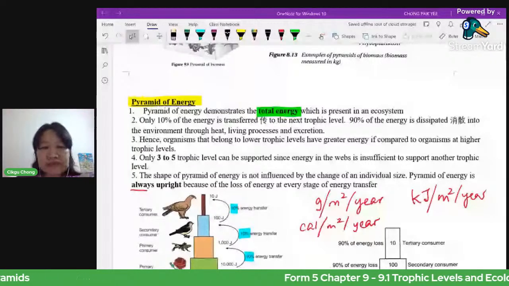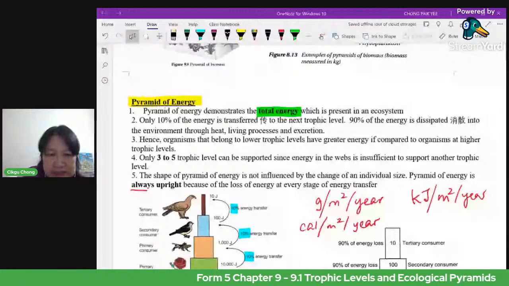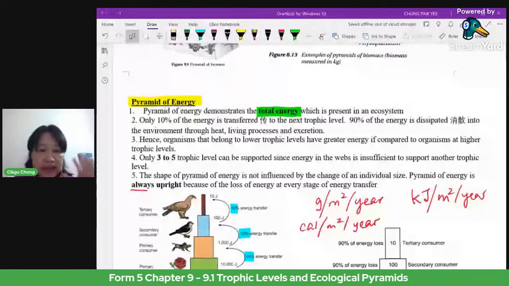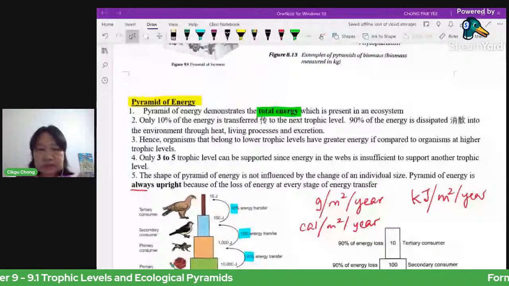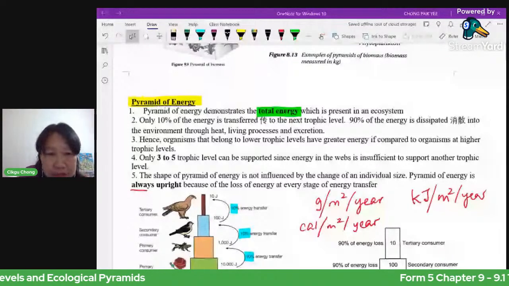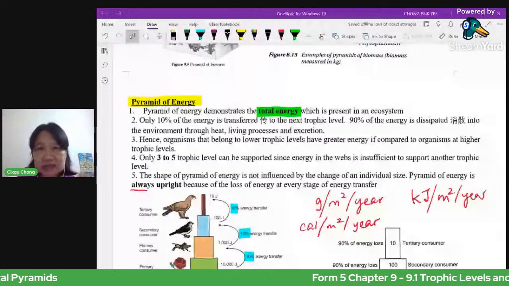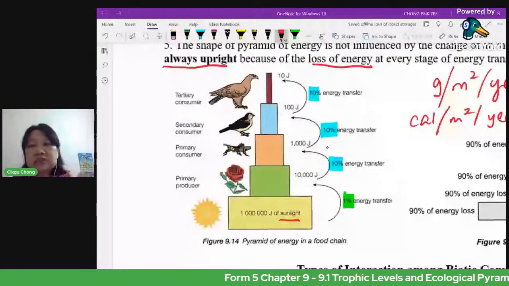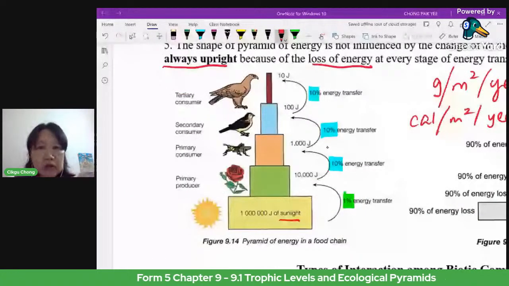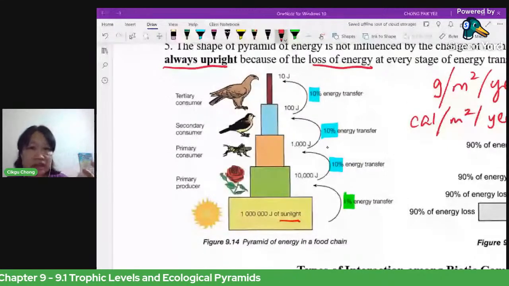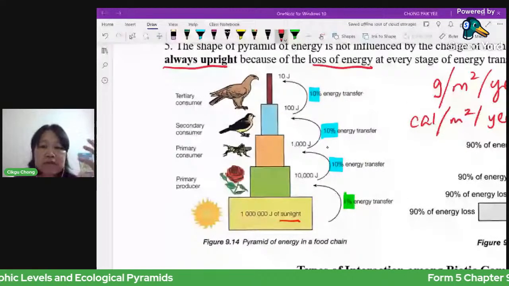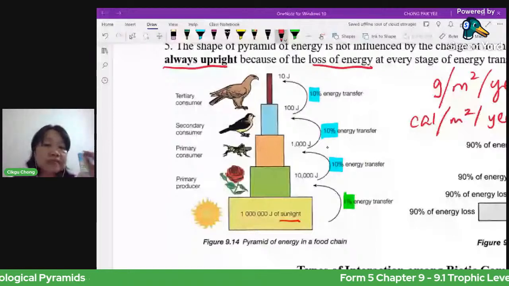Now for sunlight, whatever amount of energy of sunlight, let's say here, I think it's too small for you, I make it bigger. You see here, 1 million joule of sunlight. This is energy. Energy is calculated in terms of joule, in terms of calorie also. So let's say 1 million joule of sunlight hits the leaf or hits the plant. Then it uses 1% of this to make food.